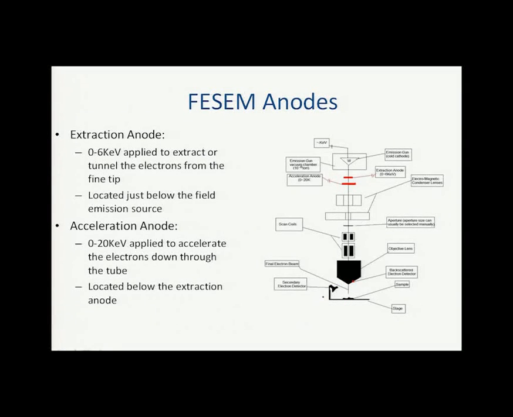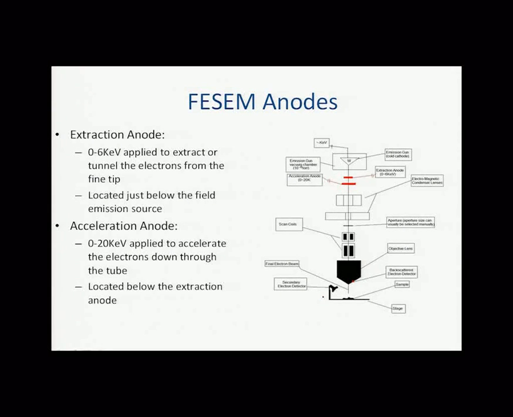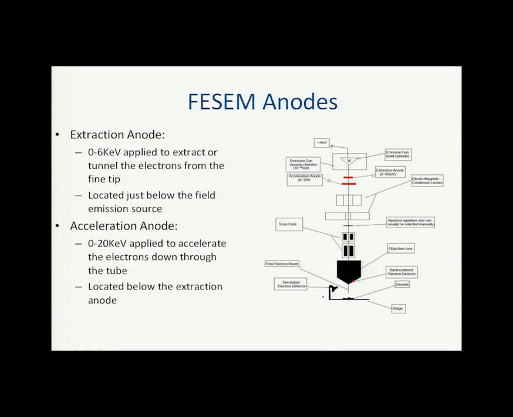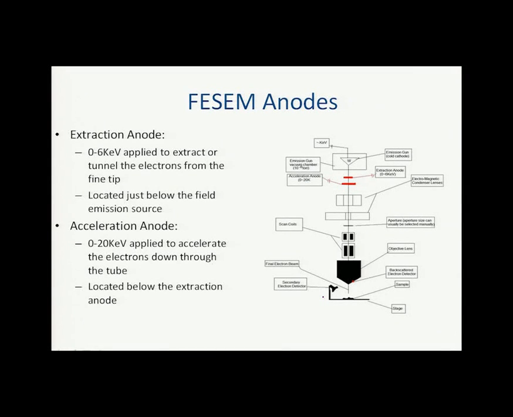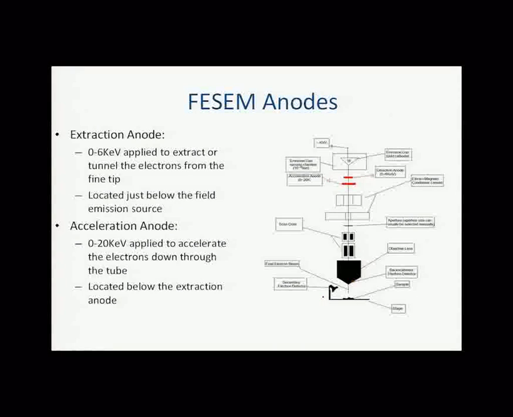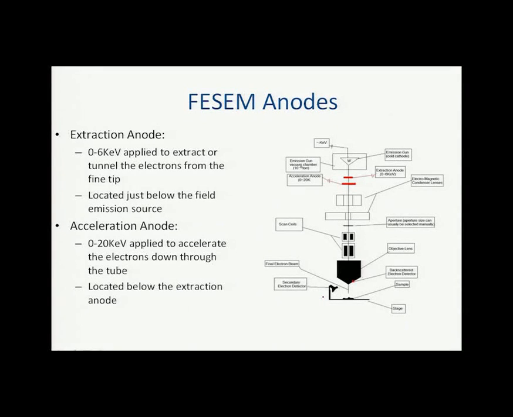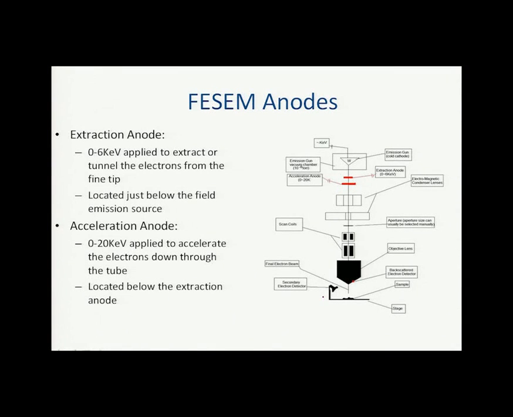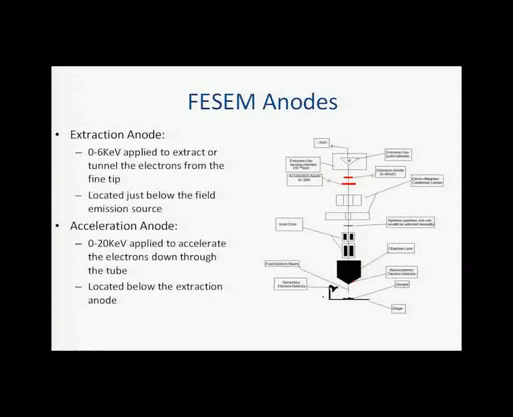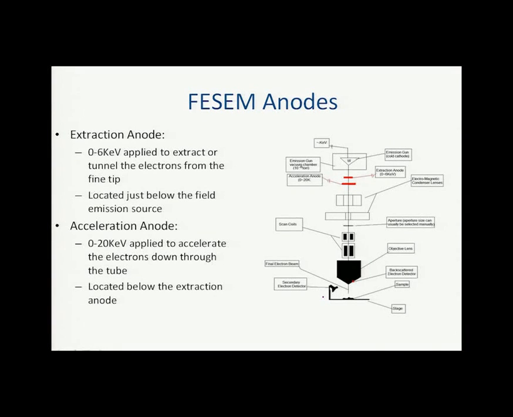So here's a little bit more information about the anodes in the FESEM. The extraction anode usually requires just a few kiloelectron volts to extract or tunnel the electrons from the tip, and it's going to be located just below the field emission source. The acceleration anode usually requires low tens, 0 to 20 kiloelectron volts applied to accelerate the electrons down through the column towards our chamber and sample. And this is located just below the extraction anode.